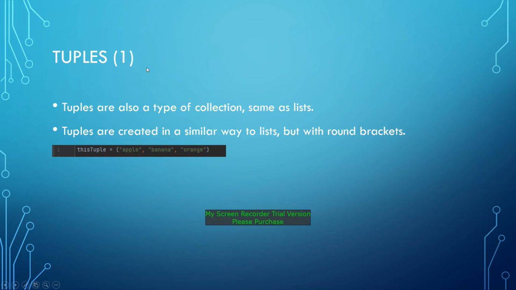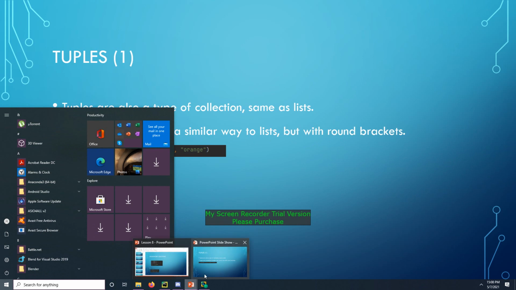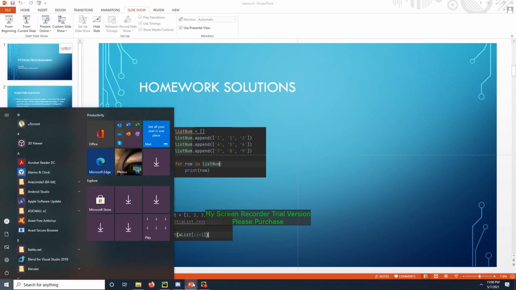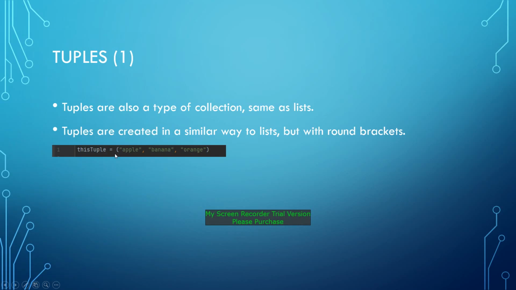So a tuple is also a collection. It's also a few elements stored in a single variable. Okay, the same as lists. So tuples are created in a similar way to lists, but with round brackets. So you'll see here in our solution, to create a list we used square brackets, but to create a tuple, we're now using round brackets. So exactly the same as last time.